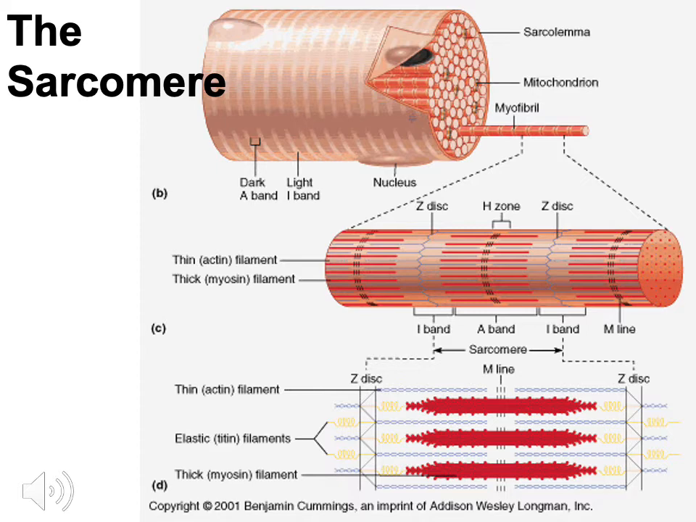A gap in the middle is the H zone. The H zone is the gap between the thin filaments coming from each side. When the muscle contracts and shortens, the H zone will get smaller and possibly even completely disappear. As a muscle is stretched out, the H zone will get bigger.